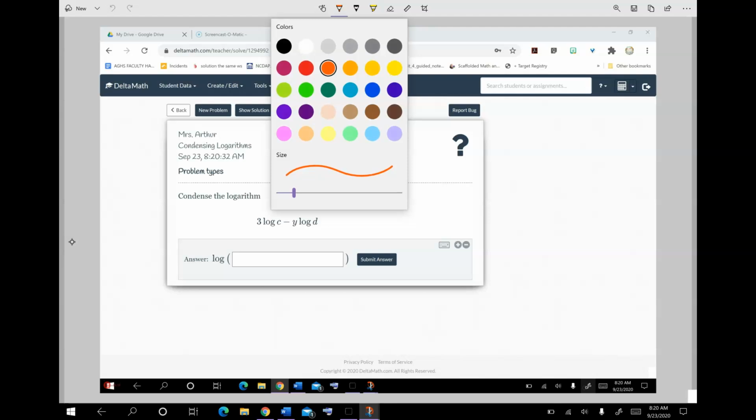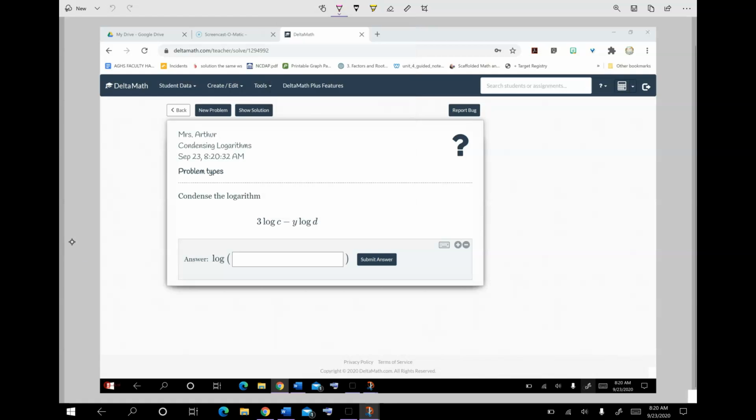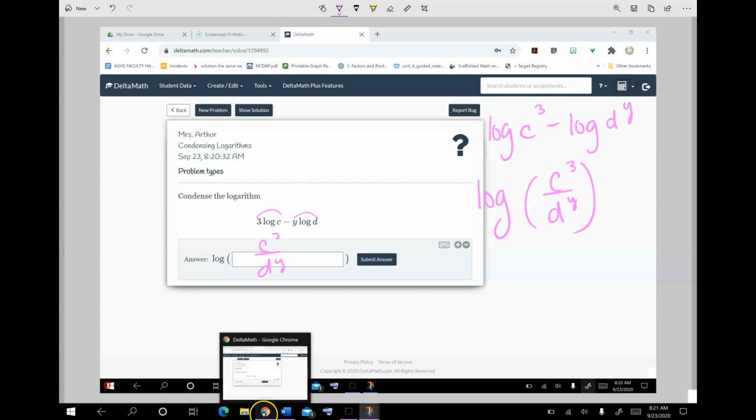Okay, so it's a division one again. It's just like what we just did. Okay, and so what we're going to do is we're going to condense them. These numbers in front need to become an exponent. So I'm going to have a log of c to the third power minus log of d to the y. Subtraction means to divide. So I'm going to divide c cubed divided by d to the y. So when I go back to my Delta Math, it's going to be c cubed divided by d to the y. So let's go back.